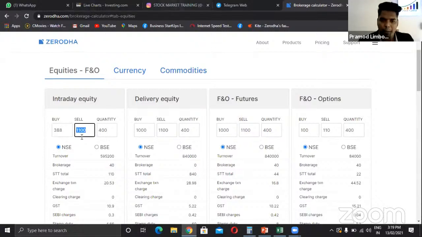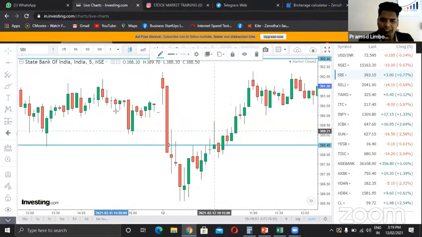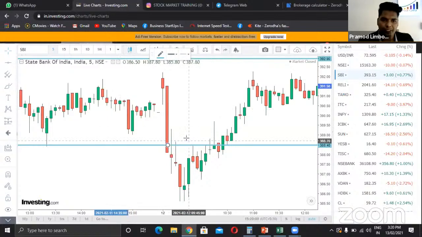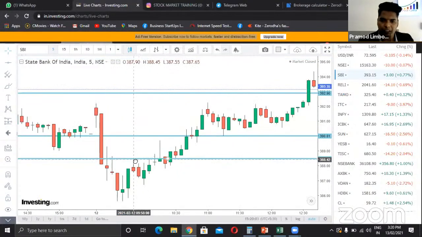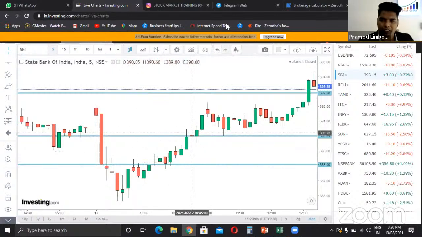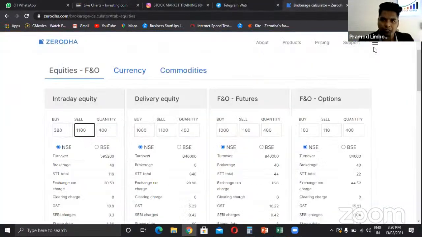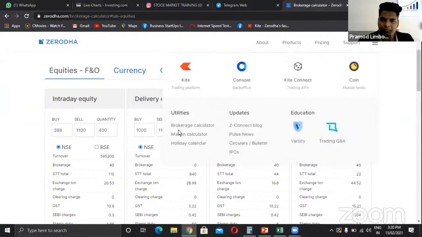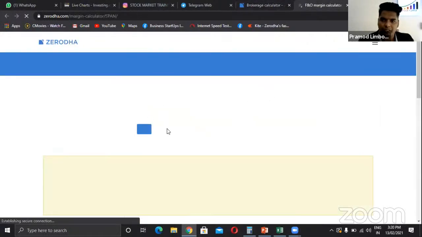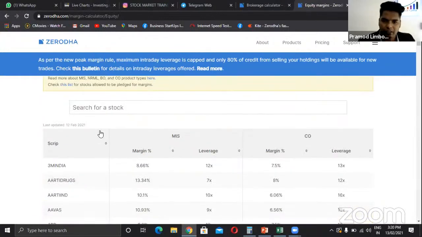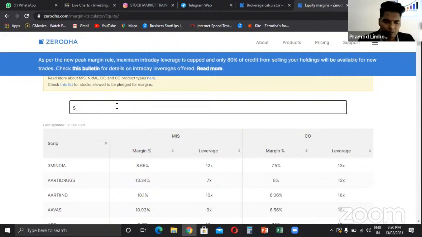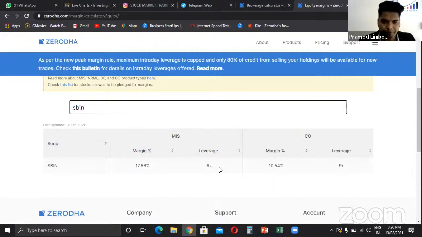Let's suppose we have a stock here at 388, and I only take around 2 to 3 points of profit in SBI. If I take an intraday trade, let's suppose I take my profit at around 390 rupees. With the margin calculator, first we'll calculate its margin. There are two types of trades which we do. First we use the full margin, and second we use only cash, in SBI.